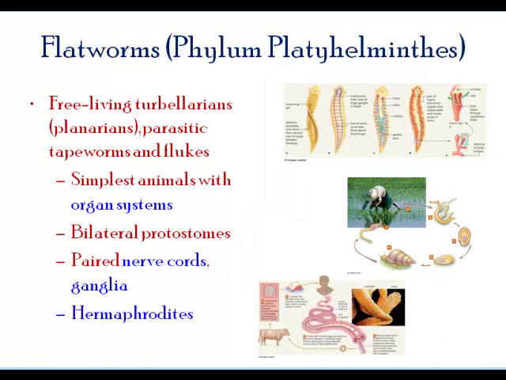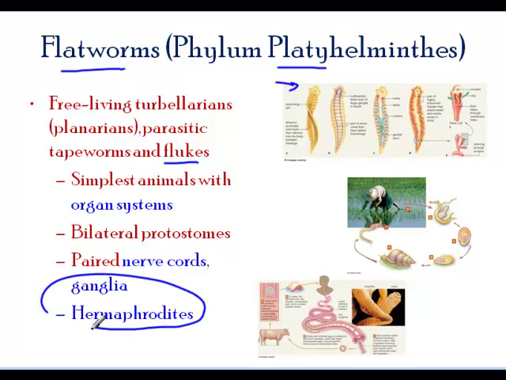Then we come to the next group, and these are the flatworms. Platy means flat. Flatworms are your liver flukes, and they are flat in appearance as shown over here. This could be your tapeworms and your flukes or liver flukes. They have eye spots over here. They have bilateral symmetry. They have nerve cords. They're also, however, still hermaphrodites.